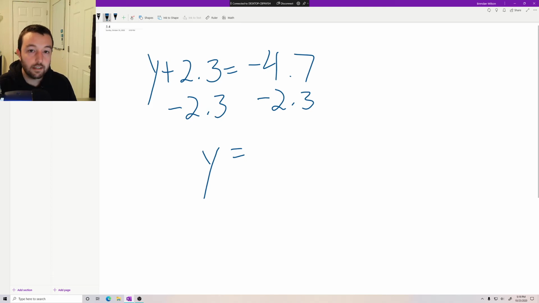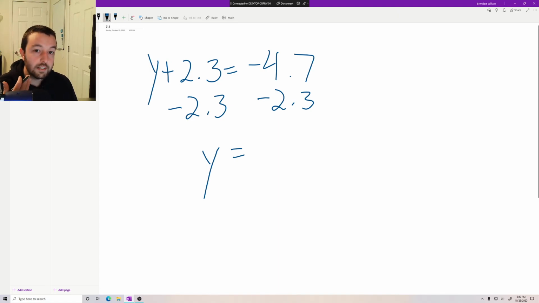This can get a little bit tricky. So you really have to think about what's going on with the negatives here. Negative 4.7 minus 2.3 is like the negative version of 4.7 plus 2.3. So you can just do 4.7 plus 2.3 and then put the minus sign at the end of it.